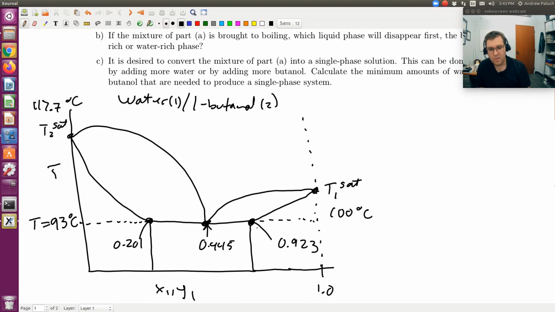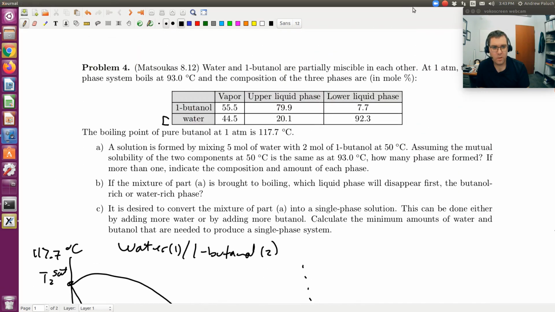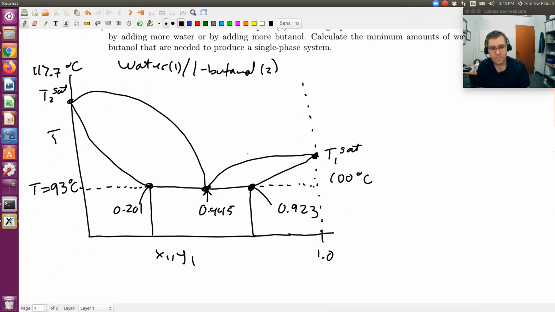So this they call the upper liquid phase. Wait, no. That they call the lower liquid phase. This is the lower liquid phase, and that's the upper liquid phase. And basically what that corresponds to is 1-butanol is going to be less dense than water.